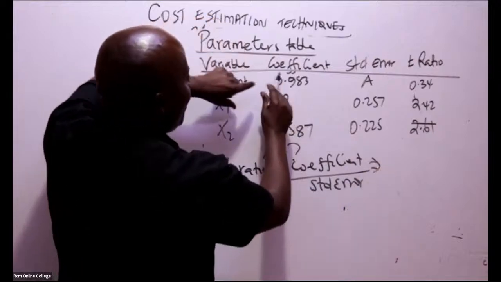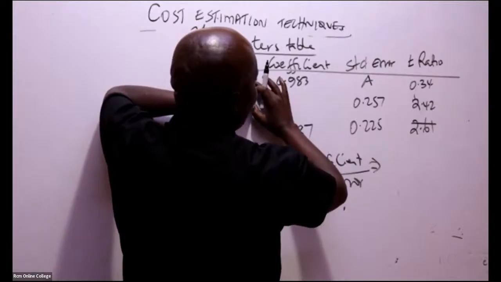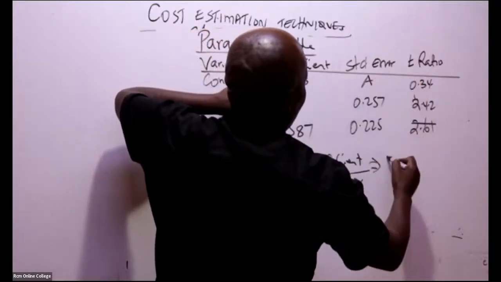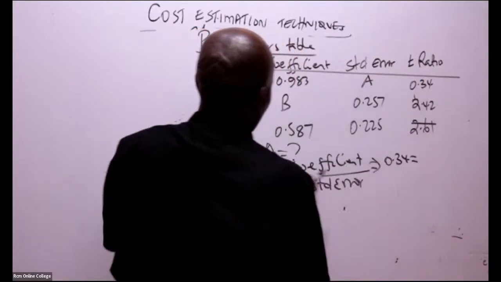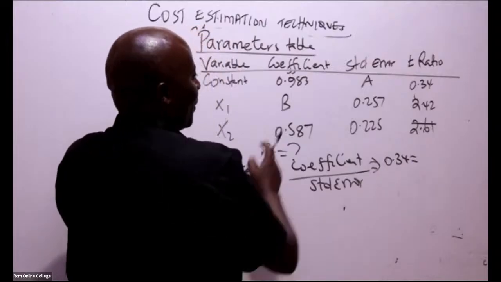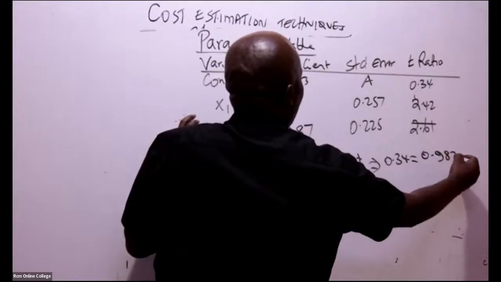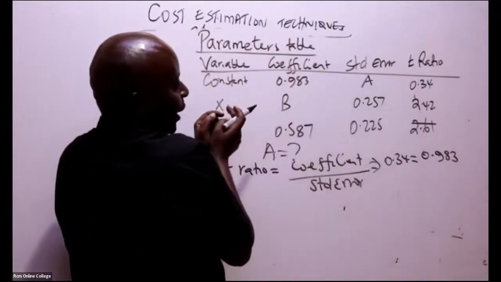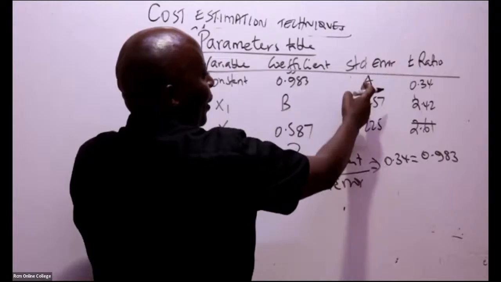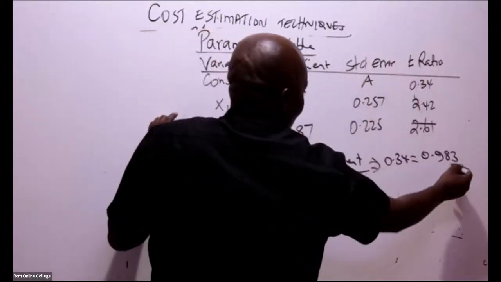The T ratio for this constant, where A is, is 0.34. That is the T ratio I'm substituting. It equals the coefficient, which we know is 0.983, divided by the standard error for the first one, which is A.